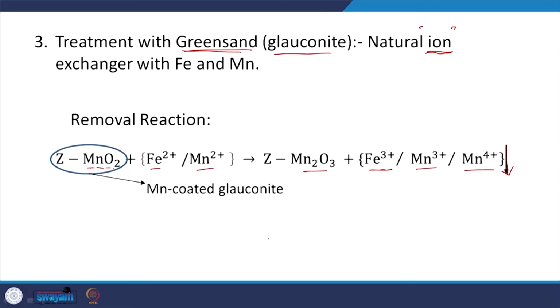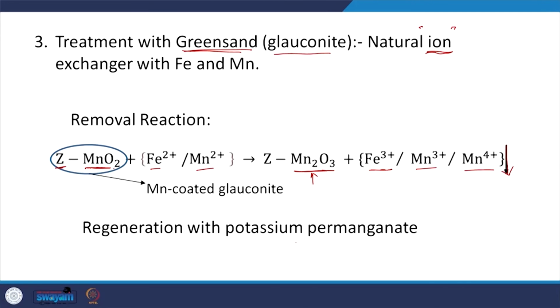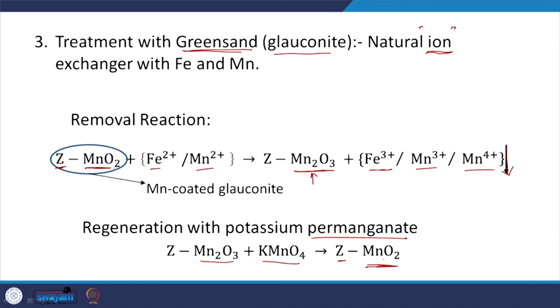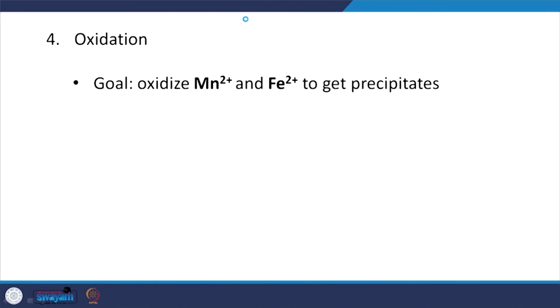That is one particular way. So, this is the media which is coated with MnO2. But after some time, obviously all that media will have to be regenerated because it has been exhausted, right. This MnO2 is being reduced. So, I am going to add a strong oxidizing agent to oxidize this reduced form of manganese. Mn2O3 plus KMnO4 goes to this particular form. Again, I am oxidizing it so that it can be reused. The media can be reused here, right. What is the media? The media is green sand.